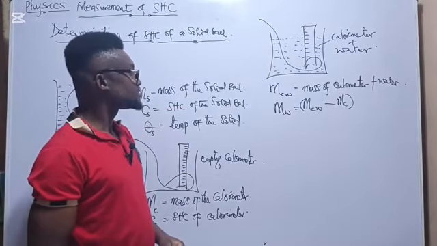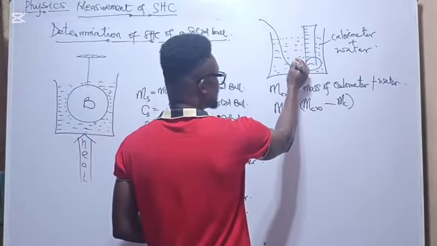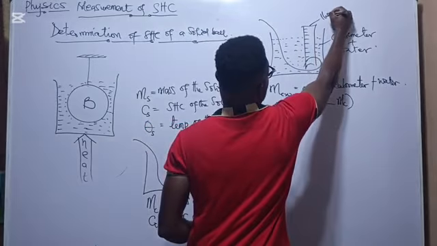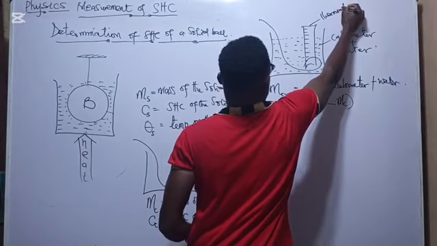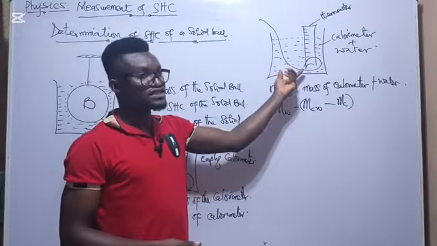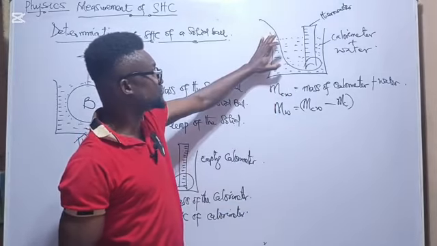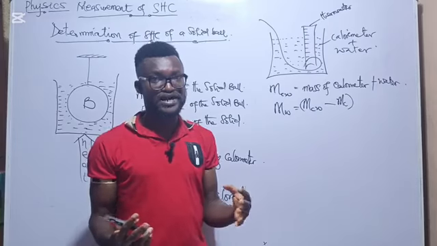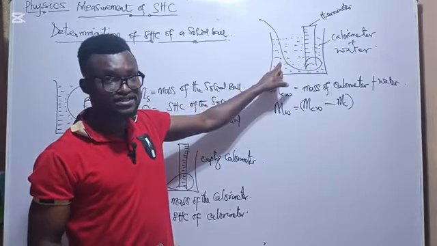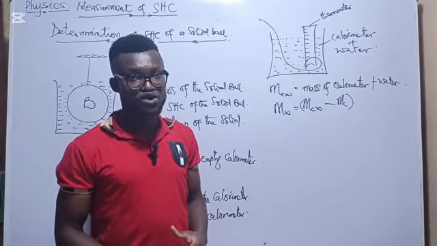Now, you need to know the temperature of this water. Get the temperature of this water. That's the work of this thermometer here. Okay? So the thermometer will measure the temperature of this calorimeter and the water because the water and the calorimeter, both of them are in contact. So in that case, the temperature of this water will be the same as the temperature of the calorimeter. Okay?